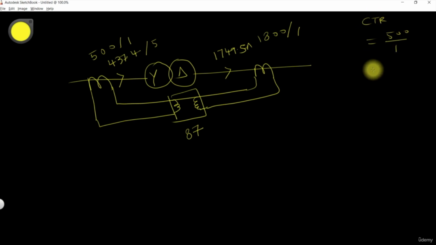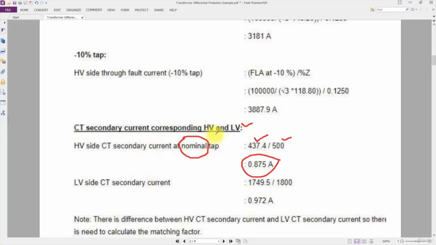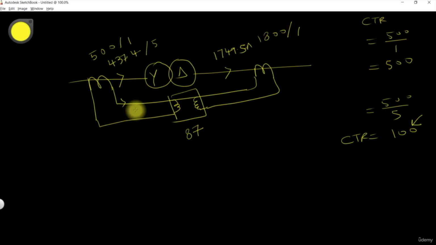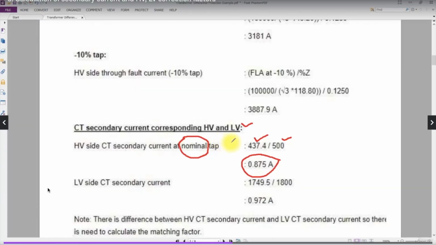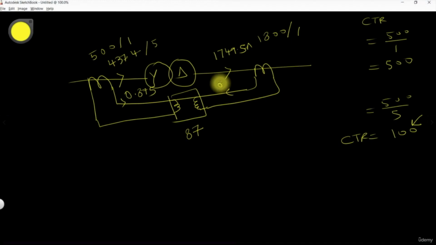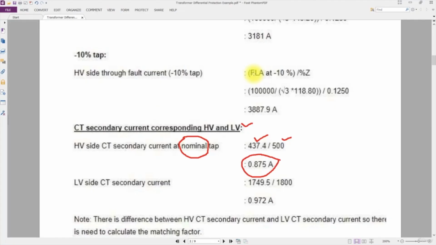500 divided by 1, which is equal to 500. For example, if the CT is 500 by 5, the ratio will be 500 divided by 5, so the CT ratio in this case will be equal to 100, and you have to divide by 100 to calculate the secondary current. But in our case, the CT ratio is 500 by 1. So if you calculate these currents, you will get 0.875 amps at the HV side and 0.972 amps at the LV side. These are the two currents that you are going to get.